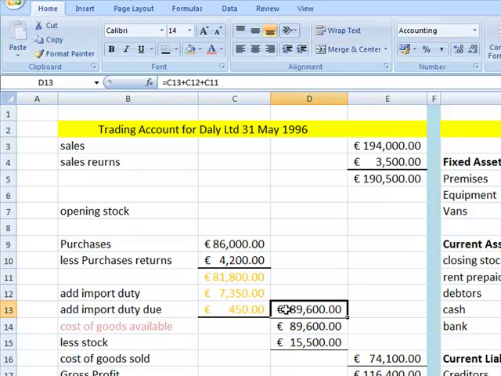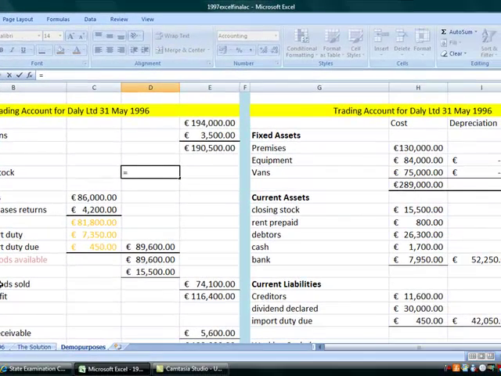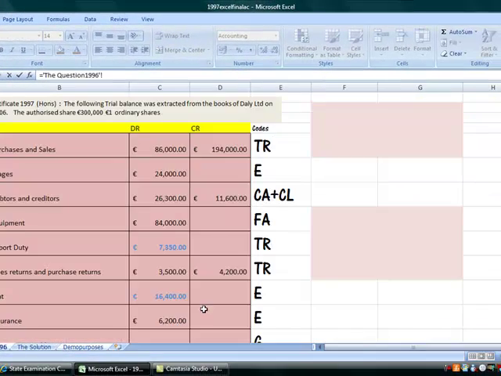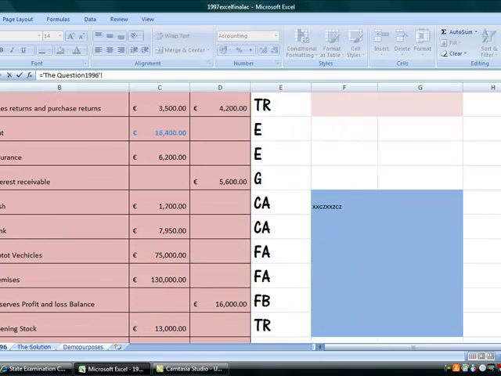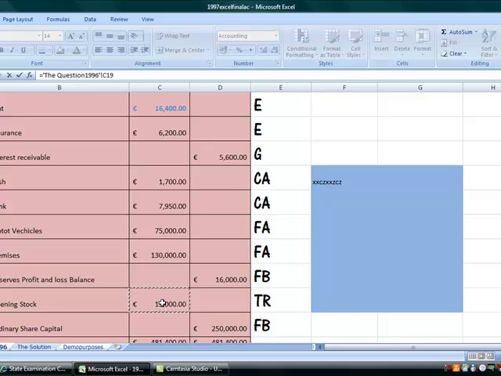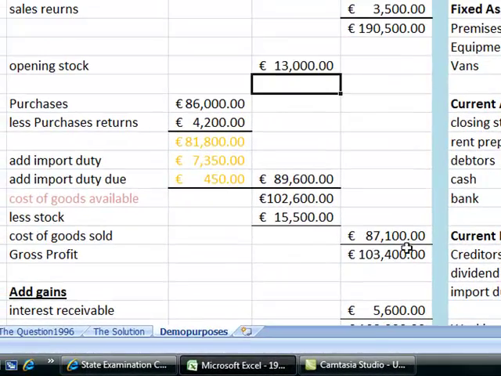How did we arrive at this? The three figures in orange, 81,000, 7,350 and 450,000 euros, we add those three figures together as they drive up the cost of our purchases into our business. I left out my opening stock, so I just need to put in my opening stock figure there for a second. Let's go back to the question and find the opening stock. My opening stock is down here, opening stock at 13,000. And the question proceeds like that.